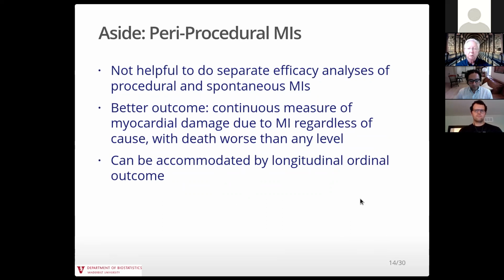So whatever the MI was, whether it was peri-procedural or not, if you measure the amount of damage that the MI did, and you make that amount of damage be your outcome variable, you'll go farther just settling this argument about how to treat the different types of infarction. And of course, you would treat death as worse than any level of MI while you're doing that. Now, the longitudinal ordinal outcome approach is going to be able to take a measure like that into account and give you a very meaningful analysis.